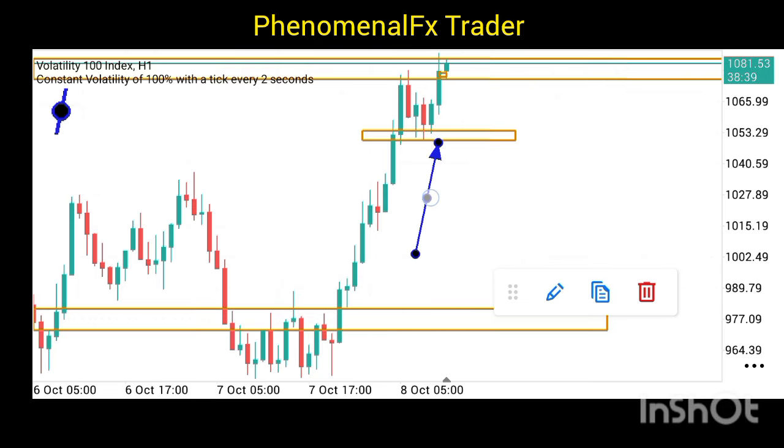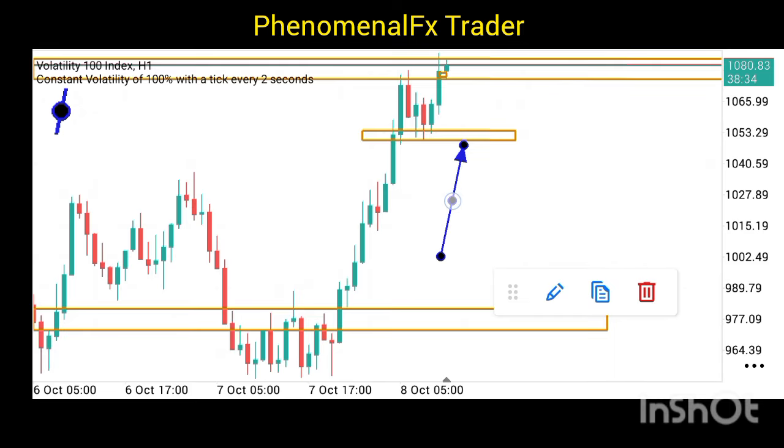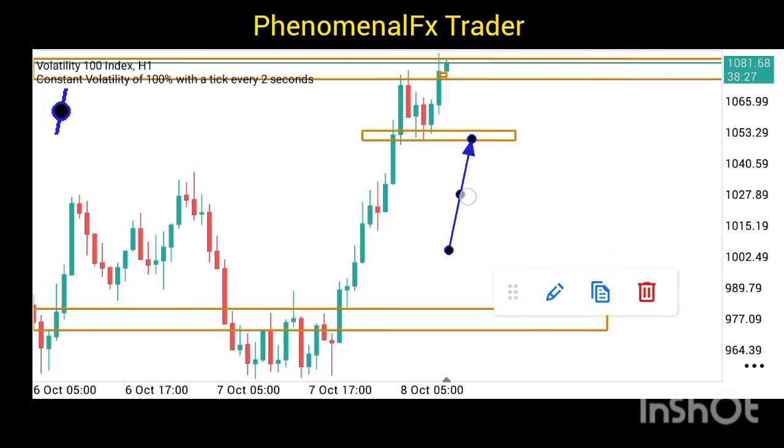Let the market break and close below this zone. Then the next candlestick closes bearish, bullish. We have a bearish candlestick closing down here first, then the bullish candlestick closes here. From there, you can take an entry with peace of mind. Then you will take the sell.